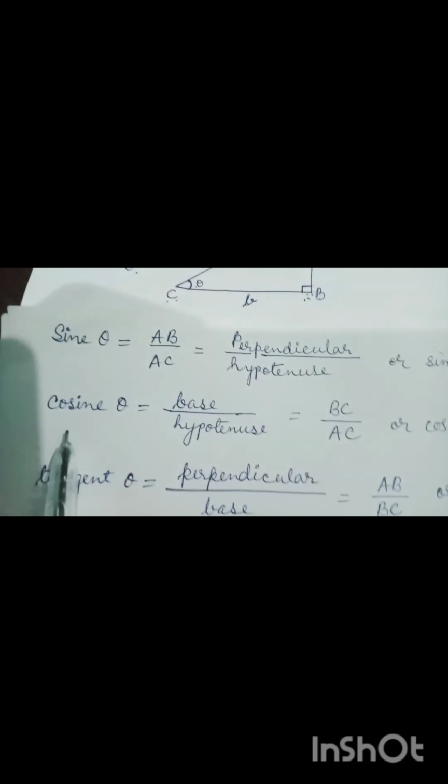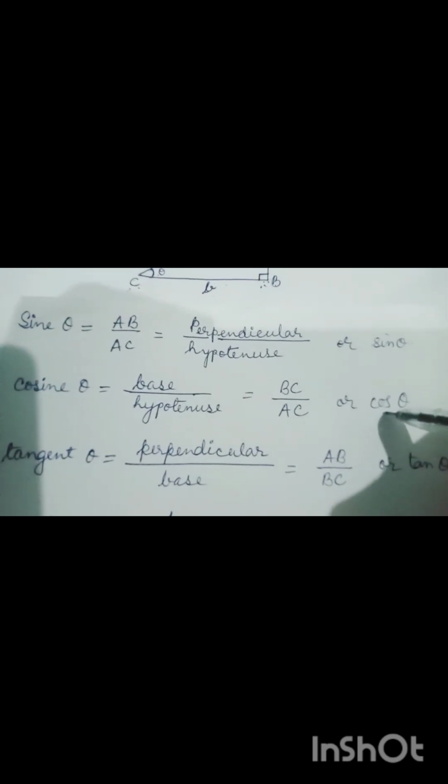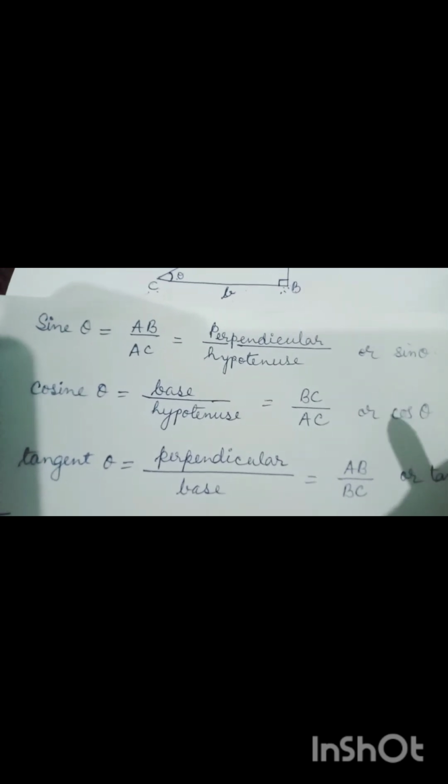Second ratio is the cosine of angle theta. Cosine of angle theta is the ratio of the base of the triangle to the hypotenuse of the triangle. So what is base here? It is BC, base by AC. So the ratio will be BC by AC, and cosine can be written as cos theta.